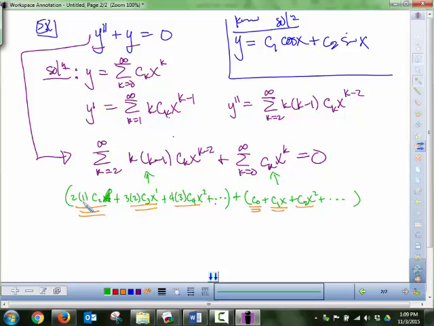So let's see how it would look as we had written it out. We have constant terms over here, 2 times c sub 2 plus c sub 0. That's your first constant term. The second one, 3 times 2, c sub 3 plus c sub 1, times x. So I combined linear terms and I factored out the x. And the next one looks like 4 times 3 c sub 4 plus c sub 2, times x squared.